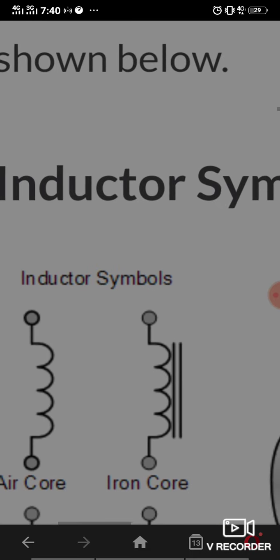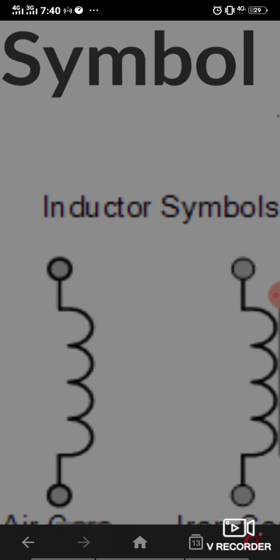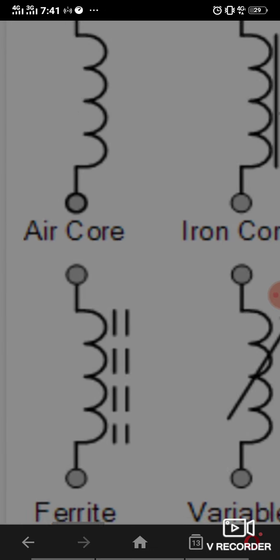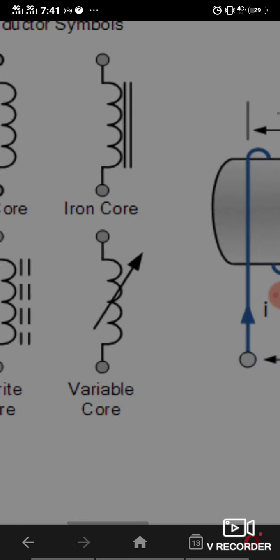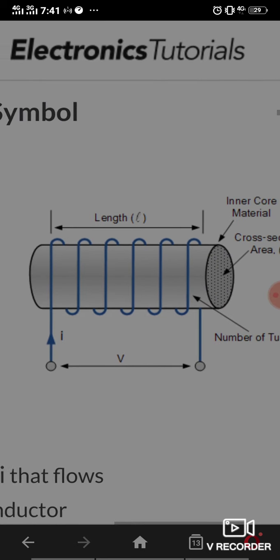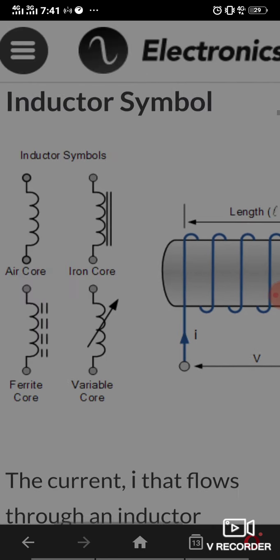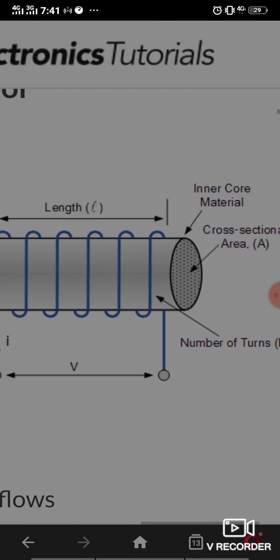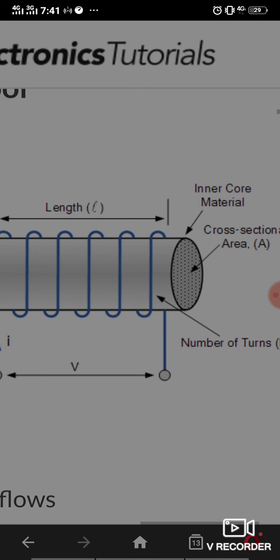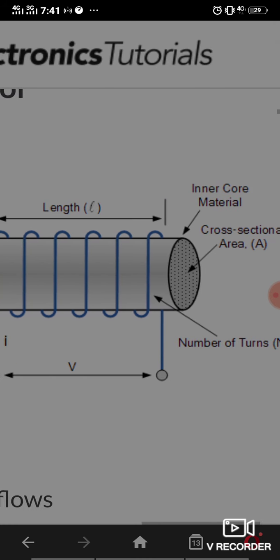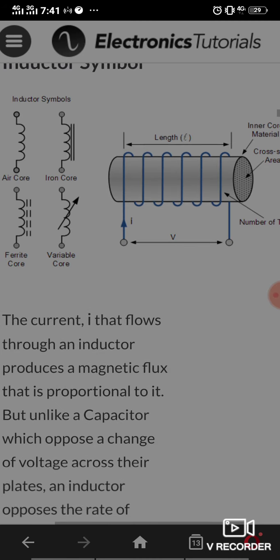So this is an air core inductor and this is an iron core inductor. This is the ferrite core inductor and this is a variable core. And this is the diagram. L indicates the length of the cylinder, the inner core material, the cross-sectional area and the number of turns N.